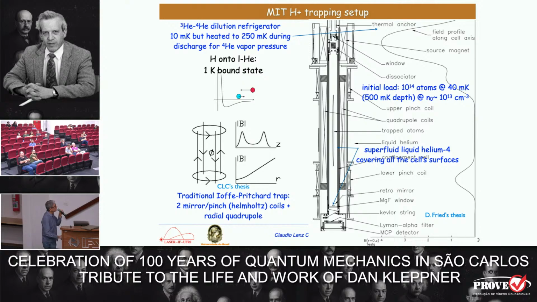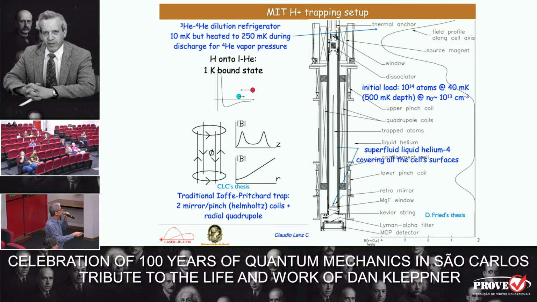So just to give you a flash on the experiment at MIT, we used a dilution refrigerator, helium-3, helium-4, which reaches 10 millikelvin. It's a big machine. Lots of problems with cryogenics. But we have a 4 Tesla field, and then the field lowers. And here, this is the region for the trap. It's a very long trap. And this is the lower mirror, the lower pinch coil.